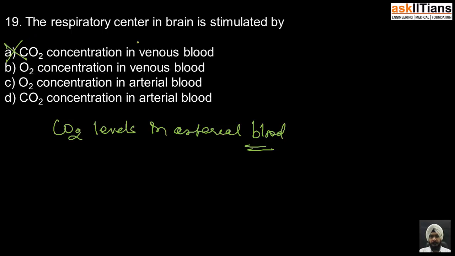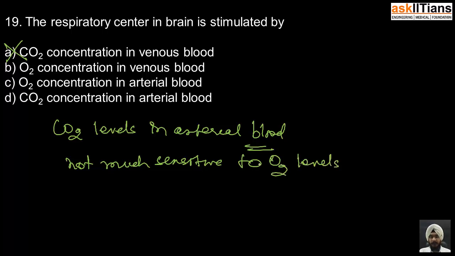And the respiratory center in brain is not much sensitive to oxygen levels. Basically, oxygen has not much role in regulation of respiration by the respiratory center in brain. So B and C are also incorrect. So the correct option is D, which is carbon dioxide concentration in arterial blood. Let's go on to the next question, question number 20.